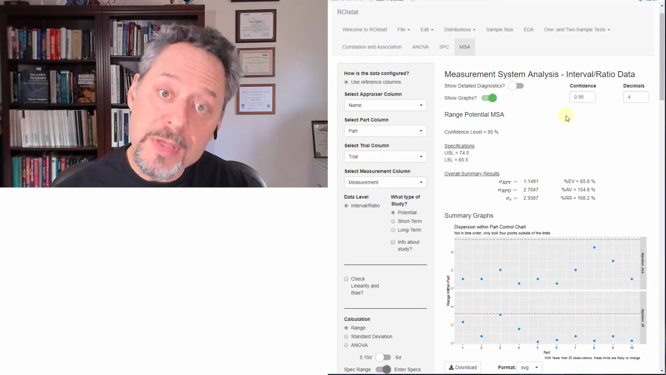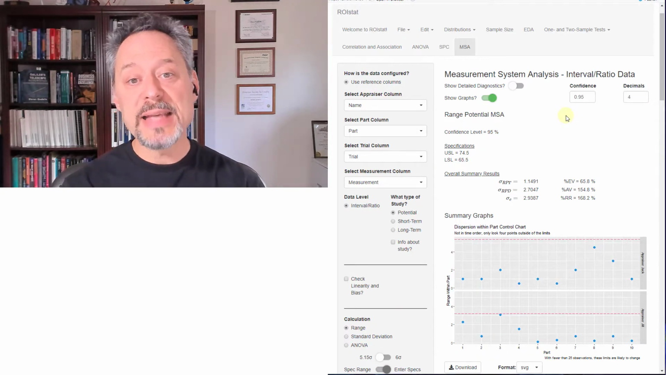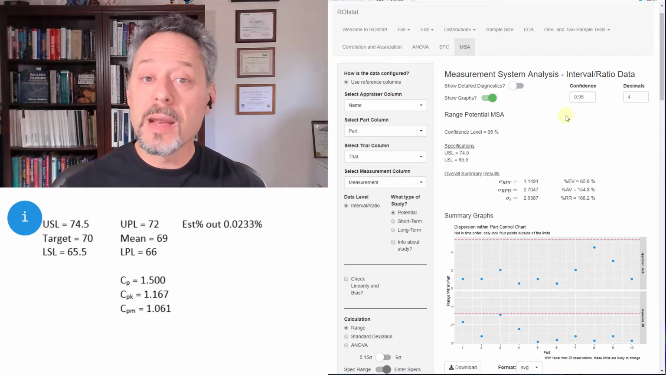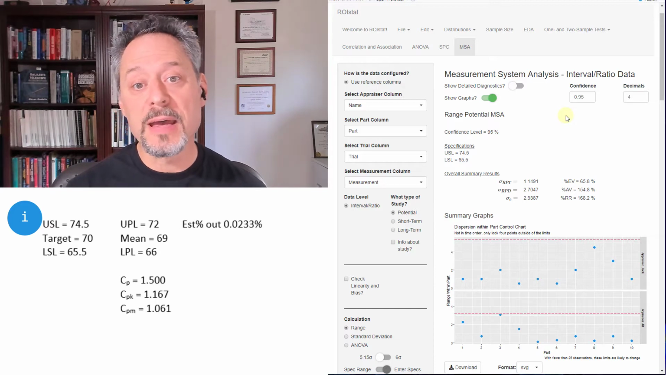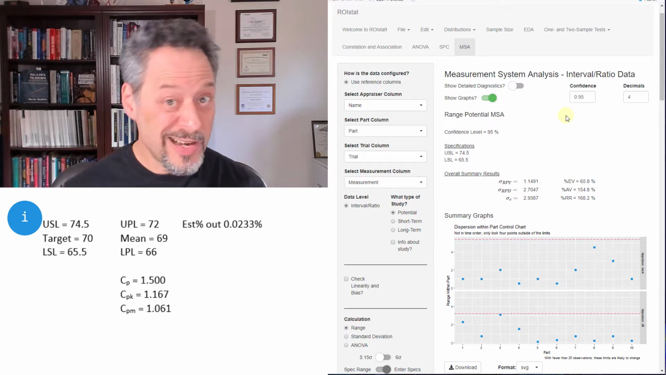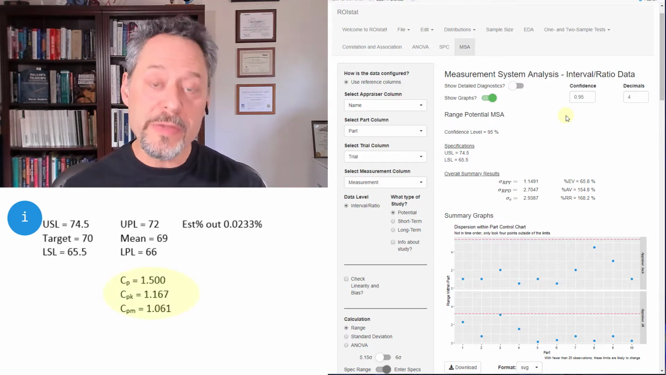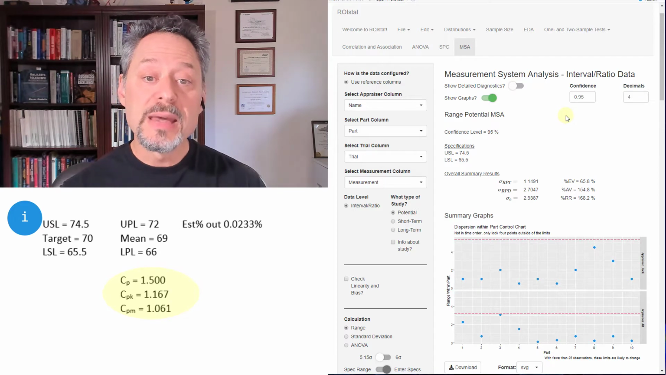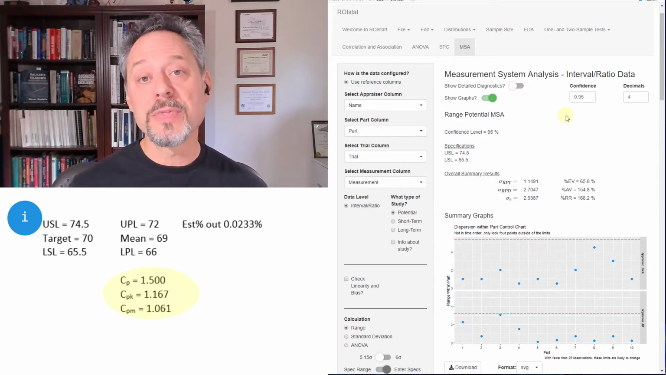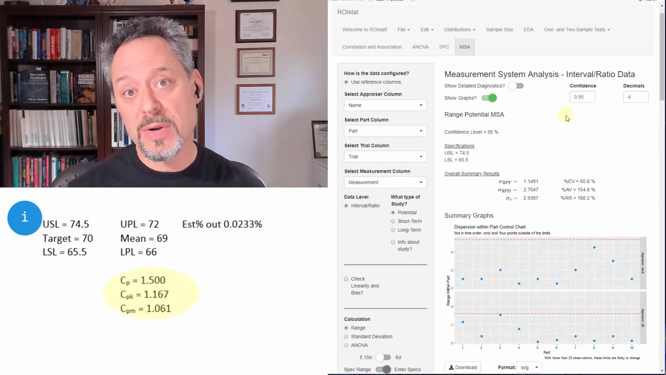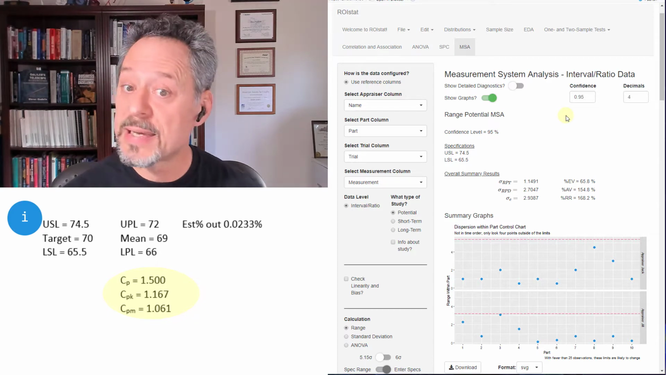So if you think about our process, it has an average of 69, a standard deviation of 1, and an upper and lower spec of 65.5 and 74.5. This process is actually running pretty well. If you calculate your Cp, which compares the width of the process to the width of your spec, it's about 1.5, which means that your spec is 1.5 times the width of your process, which is really good news because you'd have to have a pretty big shift in the process to even run a chance of going outside of spec.